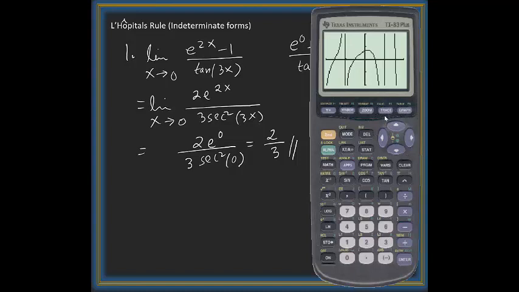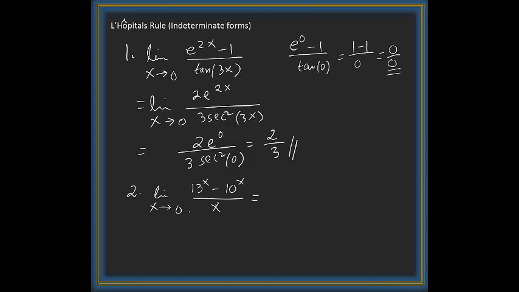So graph it and then trace close to 0, so 0.00001 maybe. And you see that your answer is 0.66667. So it is 2/3. So our limit is correct.